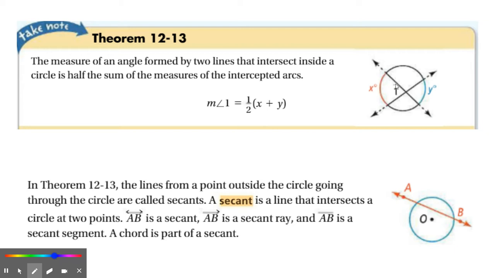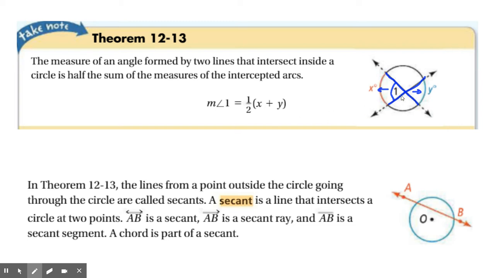Well, what we have here is two chords. From here to here is one chord. From here to here is another chord. It creates four angles. We're going to focus on angle one, this angle right here. Notice that angle one opens up to X, this arc, and then its vertical angle opens up to Y, that arc.